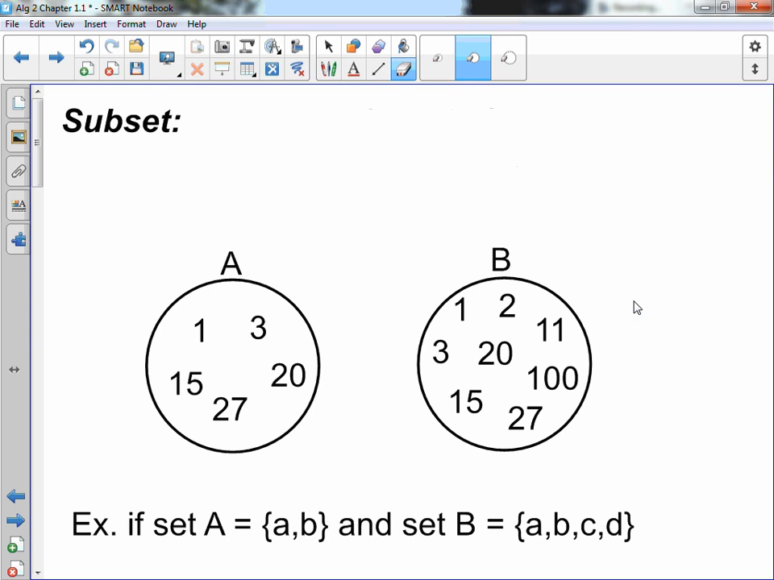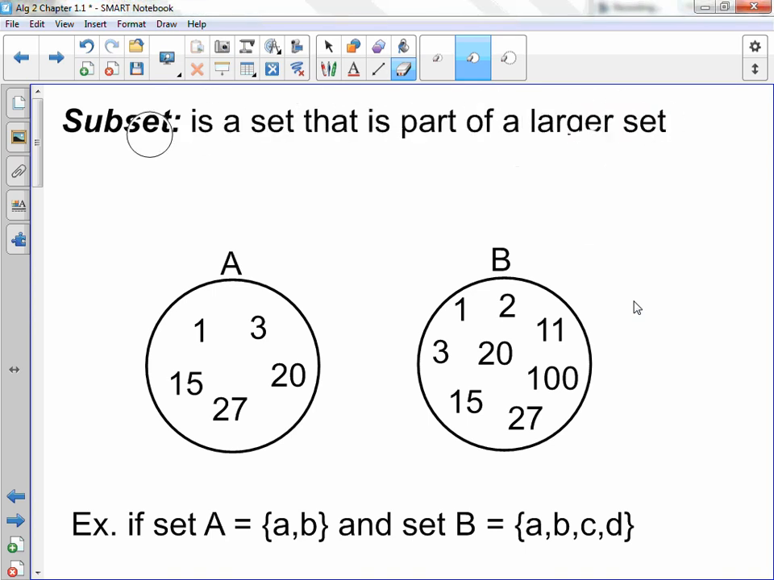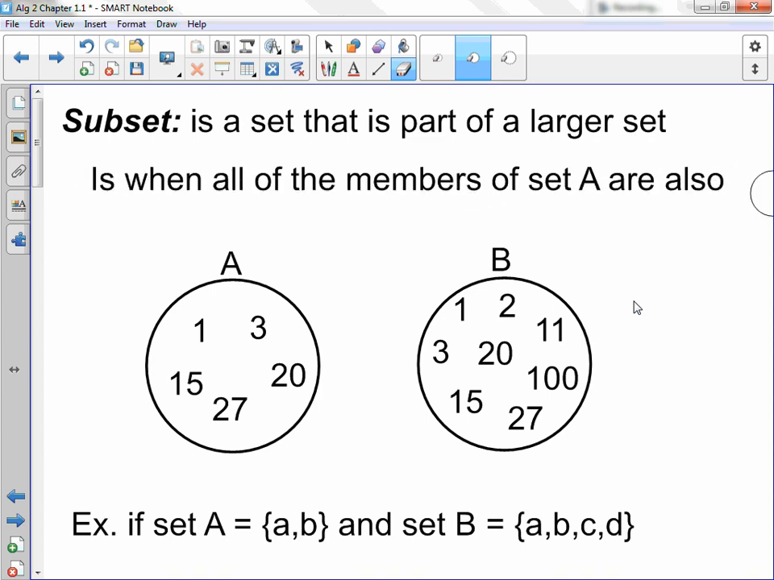Now, each set has a subset. Does anybody have a guess what a subset is? Inside of one set, it's part of the whole. It is a set that is a part of a larger set, when all the members of set A are also members of set B. If you're having a little trouble thinking about this, think about it this way: this classroom is a subset of the high school, because everything in this classroom is contained in the high school, yes? That is a subset.